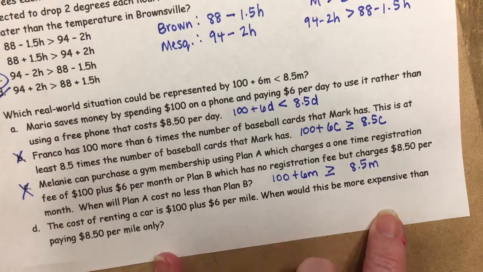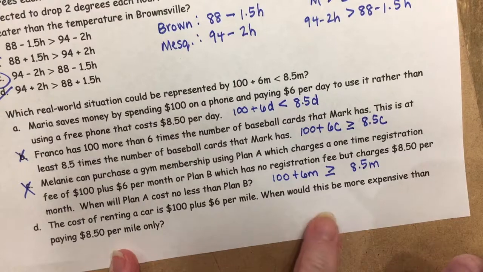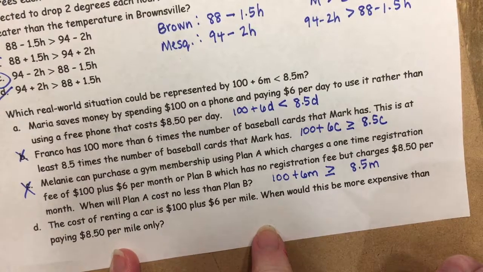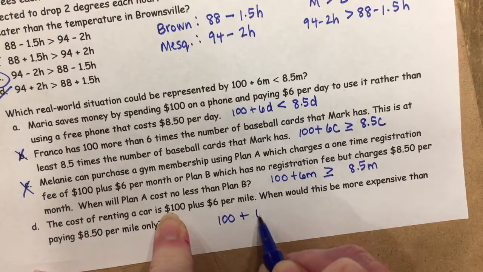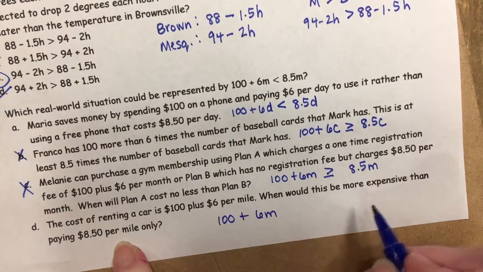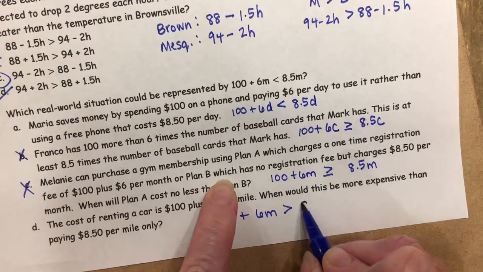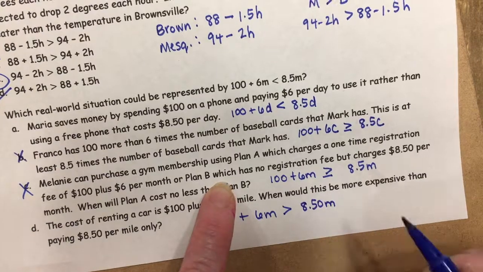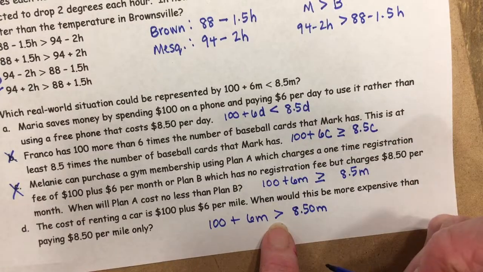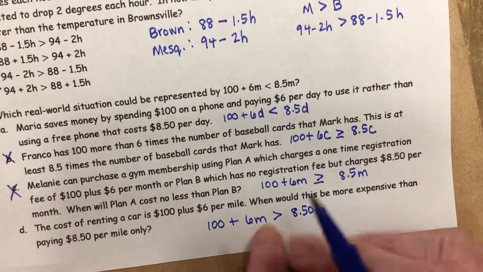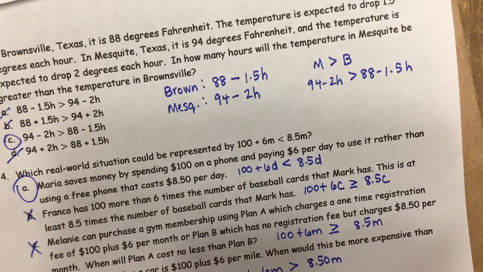Look at D. The cost of renting a car is $100 plus $6 per mile. When would this be more expensive than paying $8.50 per mile only? All right, so $100 plus 6 per mile, 6M. When is this more expensive? So that would be greater than, when is this greater than $8.50 per mile, or 8.5M. Okay, so is this the same as this? Well, it's close, but this is greater than, this is less than. So it's not D either. So we're going to go back and choose A as our answer.